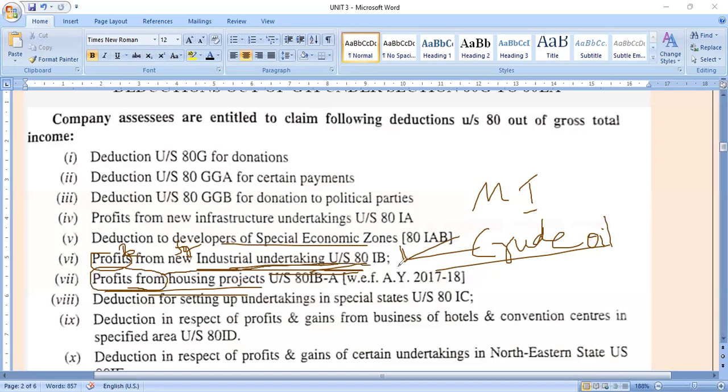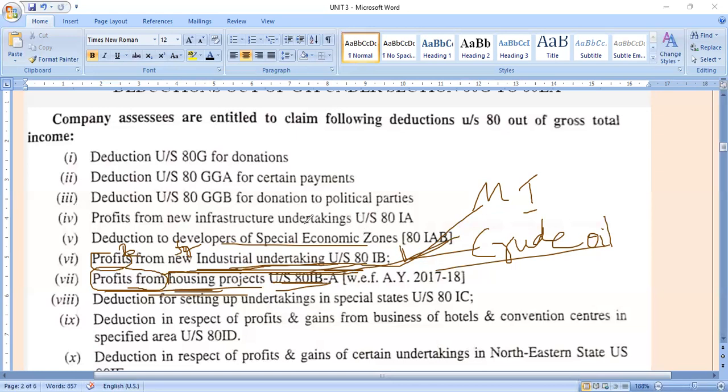Deductions in case of donations to housing projects, like this you change it. Deductions in case of housing projects under section 80 IBA. Okay. So in our country, certain organizations are working for the establishment of housing projects, because even after nearly 80 years of independence, several people in our country are staying without homes. So certain companies are established, certain organizations are working for the construction of houses. For those undertakings, if a company donates a certain amount, that amount will be deducted under section 80 IBA.